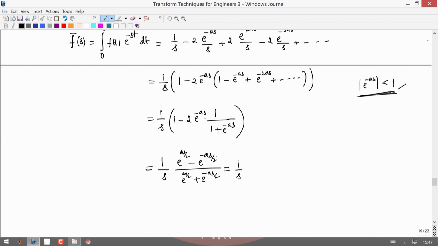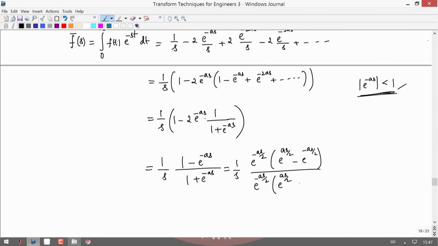So, this together is the same as the earlier one. Let me write it separately. This is 1 by s, what you had earlier. So what you do is 1 by s times, you take e power minus as by 2 out here. So you get e power plus as by 2, because to get 1 you have to add as by 2, and here, because you have taken this out, another half remains, as by 2. Here also you do the same technique, taking as by 2. So you have as by 2 here, plus here you have minus as by 2.